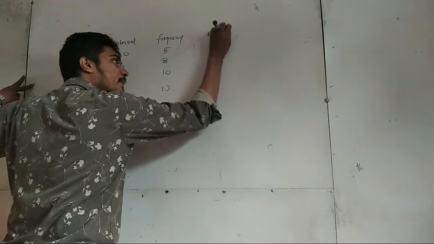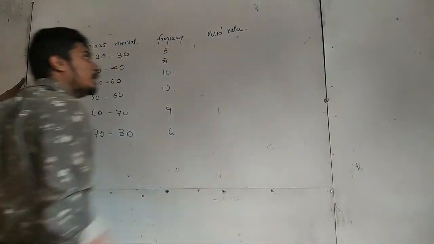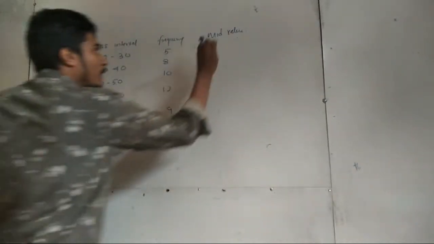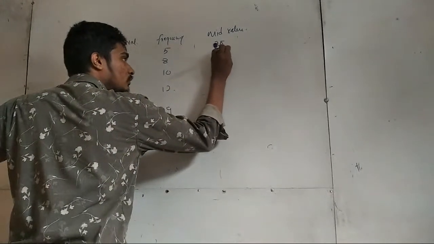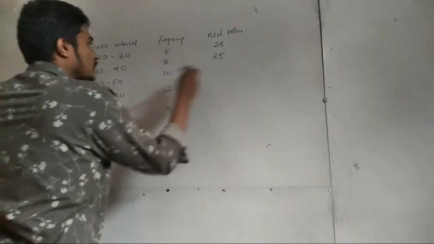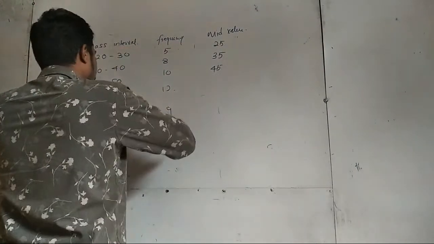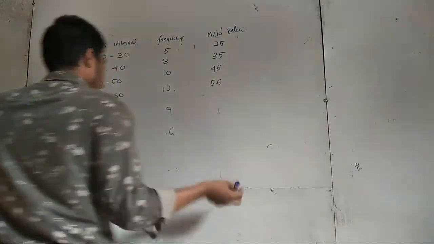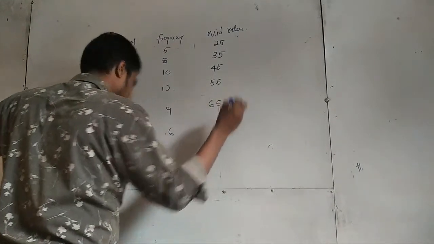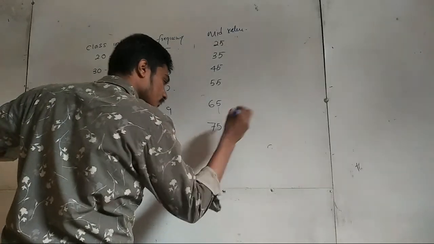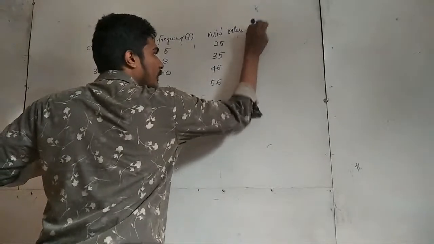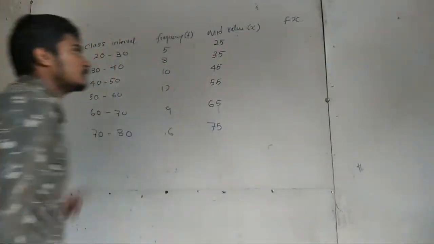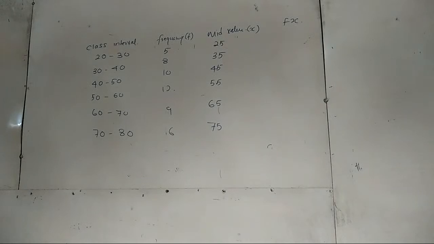So now we build our next column, and that is going to be the mid value column. So 20 to 30 you get what? 25. 30 to 40 how much? 35. 40 to 50 how much? 45. 50 to 60 how much? 60 to 70 how much? 70 to 80. So for frequency you put f and for mid value you put x, and then you have the fx column. Are you guys okay here?